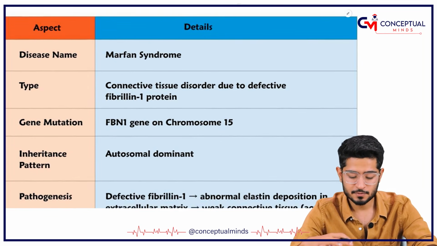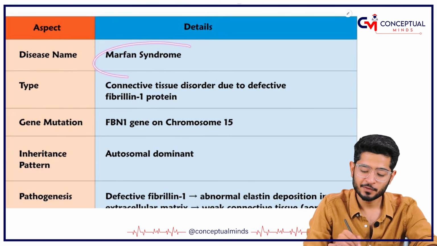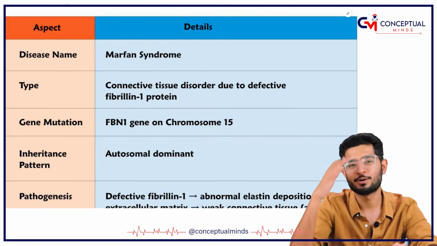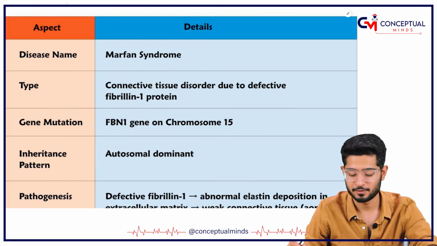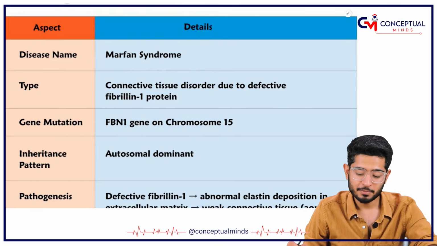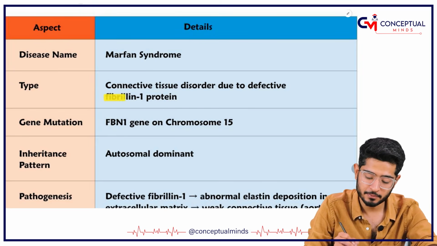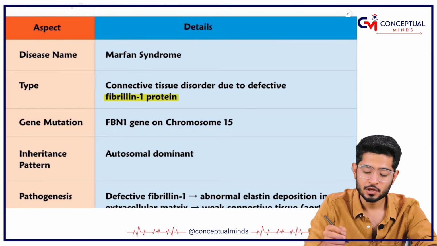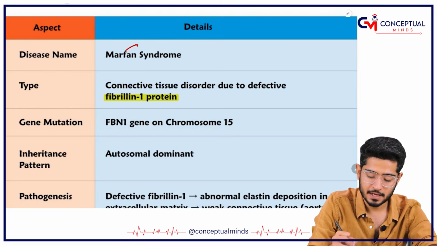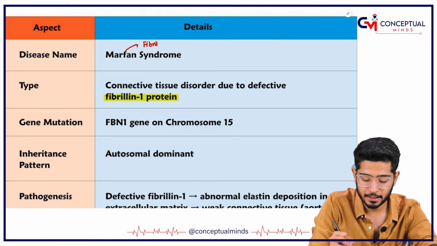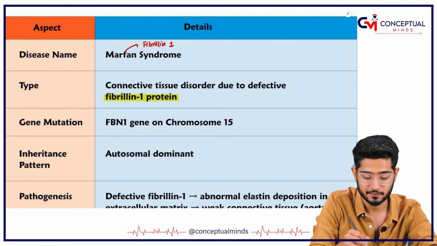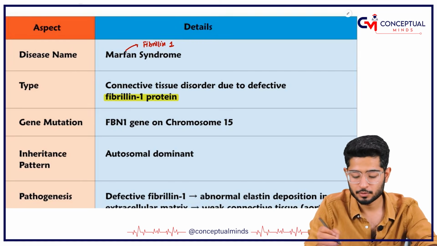So Marfan syndrome is something in which you'll watch tall people, like tall males, tall females. Remember, it's a connective tissue disorder and there is a defective fibrillin 1 protein. So you can remember from this F that Marfan is the fibrillin 1 protein which is defective.